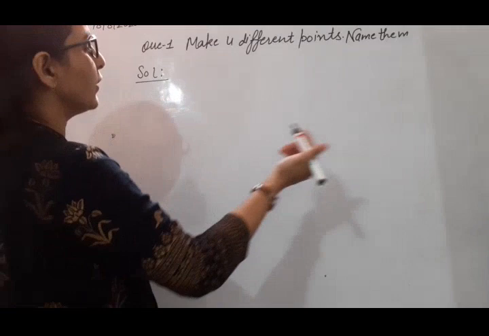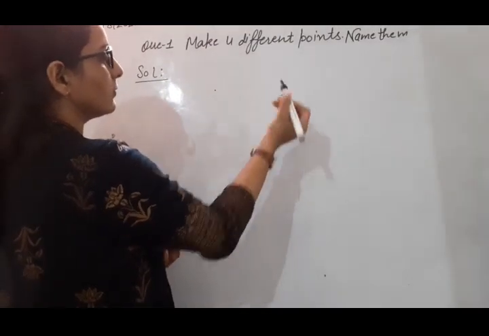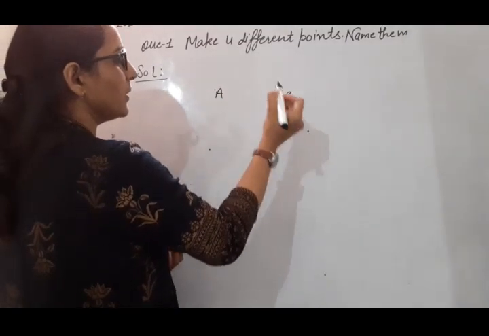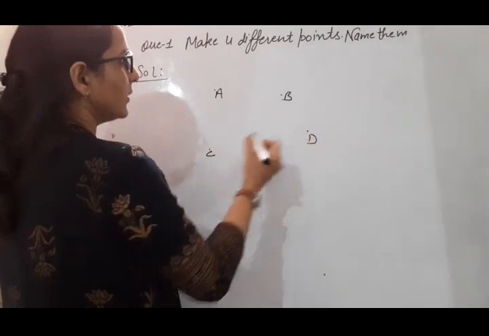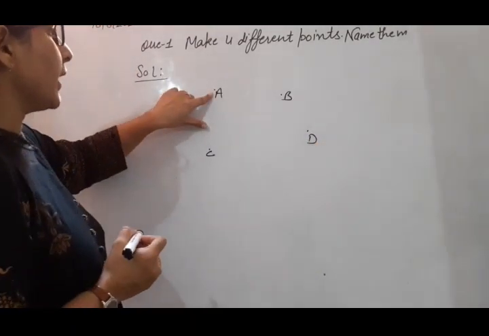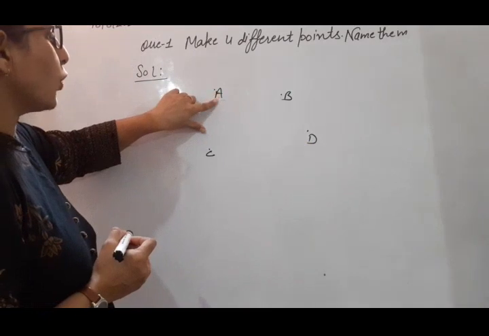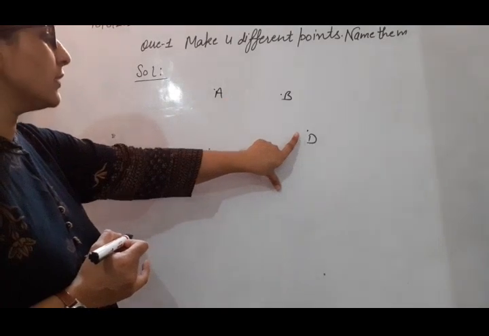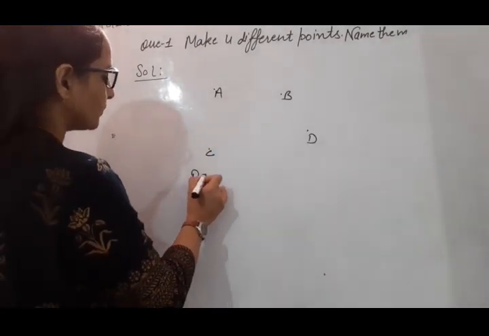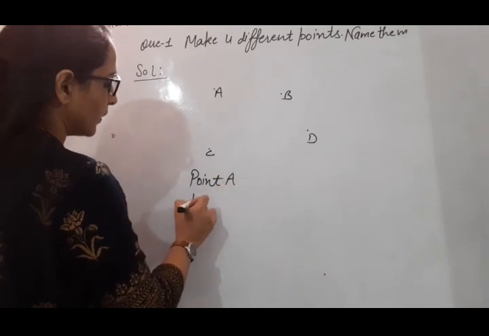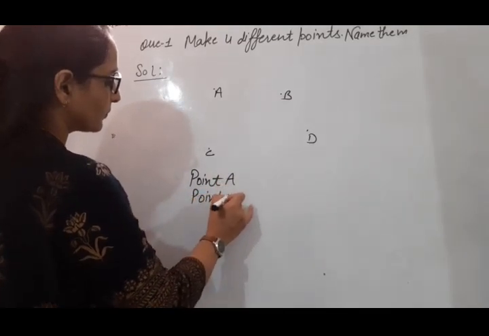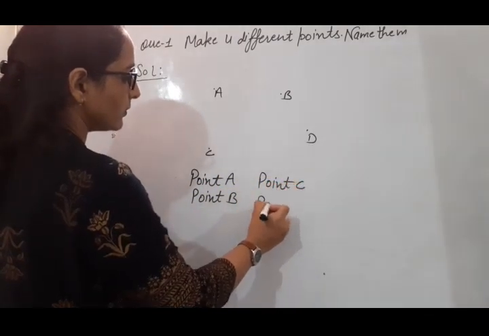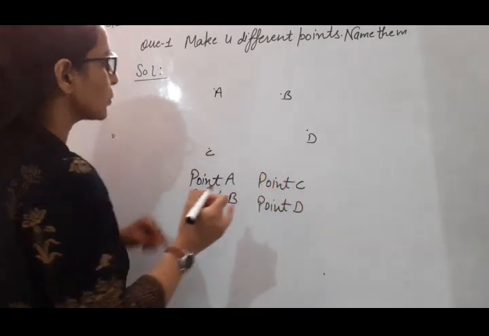Make any 4 different points like this: point A, B, C, D. Okay, here we make any 4 different points: point A, point B, point C and point D. You write like that: point A, point B, point C and point D. Clear? So that is the question.